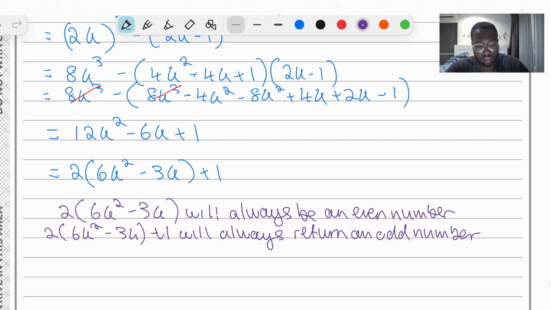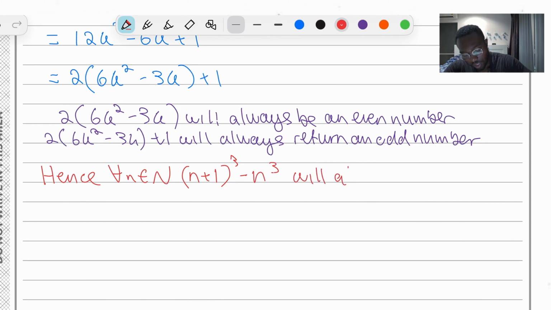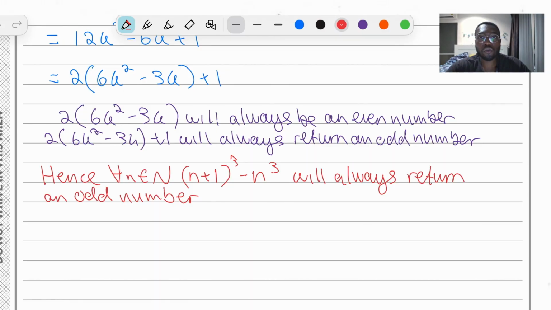Therefore, we're showing it both ways. Therefore, we can write something like, hence, for all values of n which is in the set of natural numbers, n plus 1 cubed minus n cubed will always return an odd number. Okay, and that's question 14.